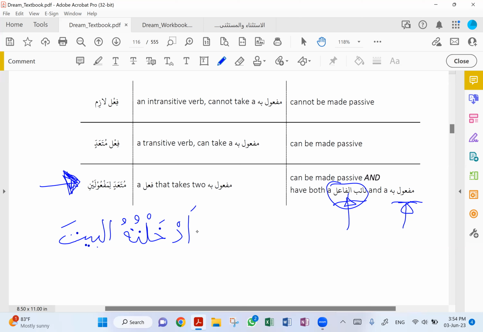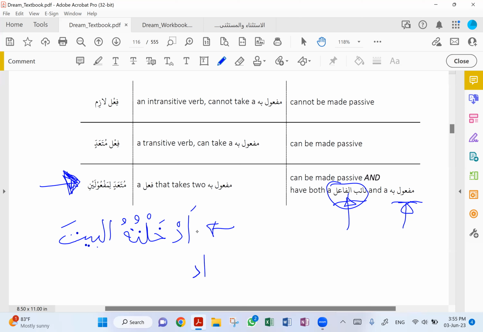If I want to make passive, أدخلته البيت, and I want to say he was made to enter the house. In this case here, this one means I did the doing, so I made him enter the house. But I want to remove myself out of the equation and say he was entered into the house. Like he was made to enter the house. So how would that look like?